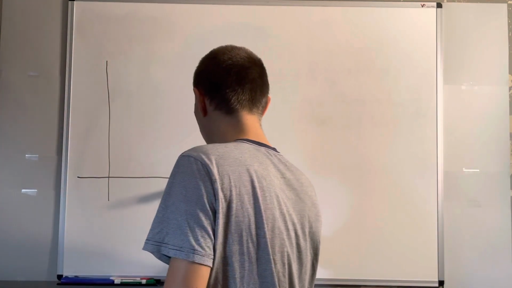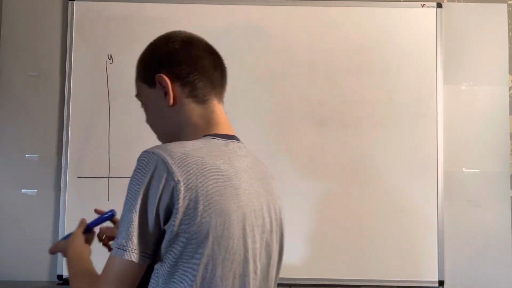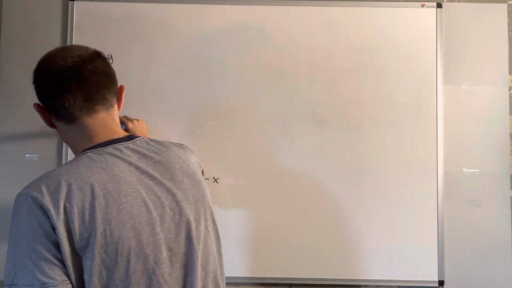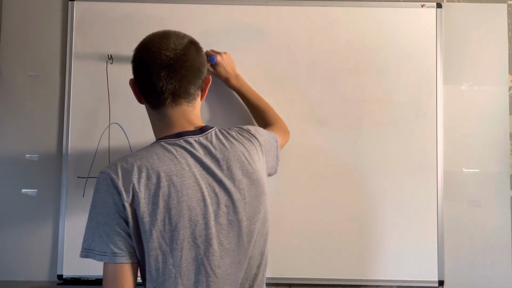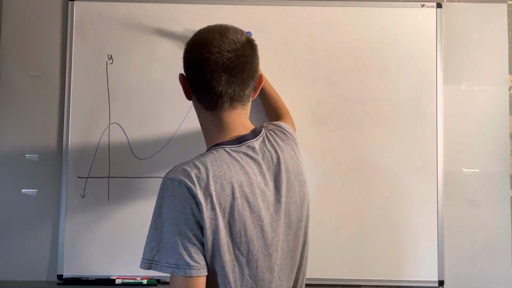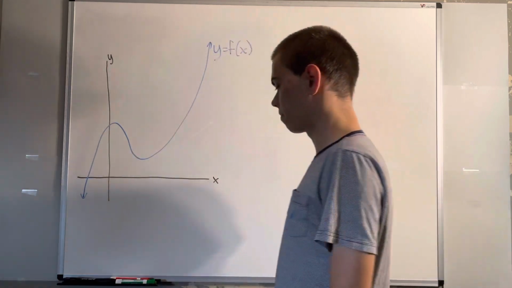All right, we'll call this our x-axis and this our y-axis. I'm going to draw a function f of x in blue. So we're going to say f of x looks something like this. So this right here would be our function f of x.